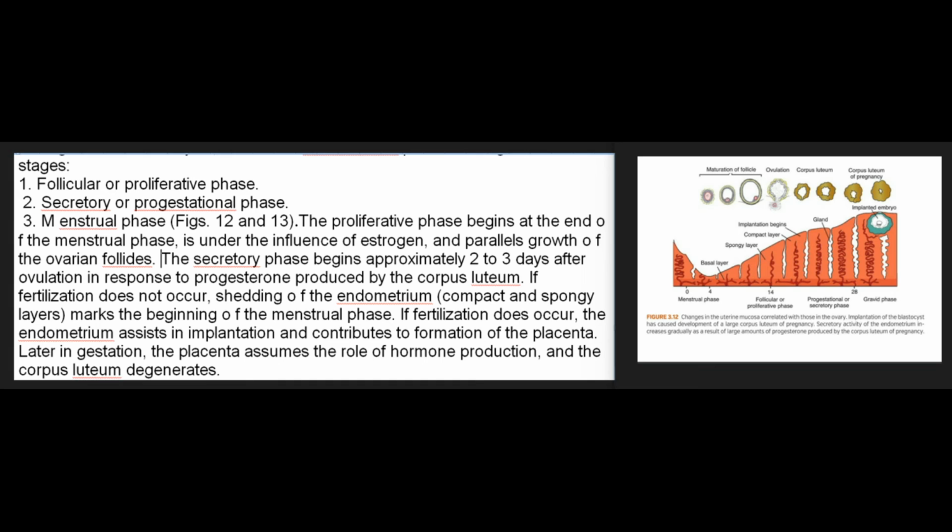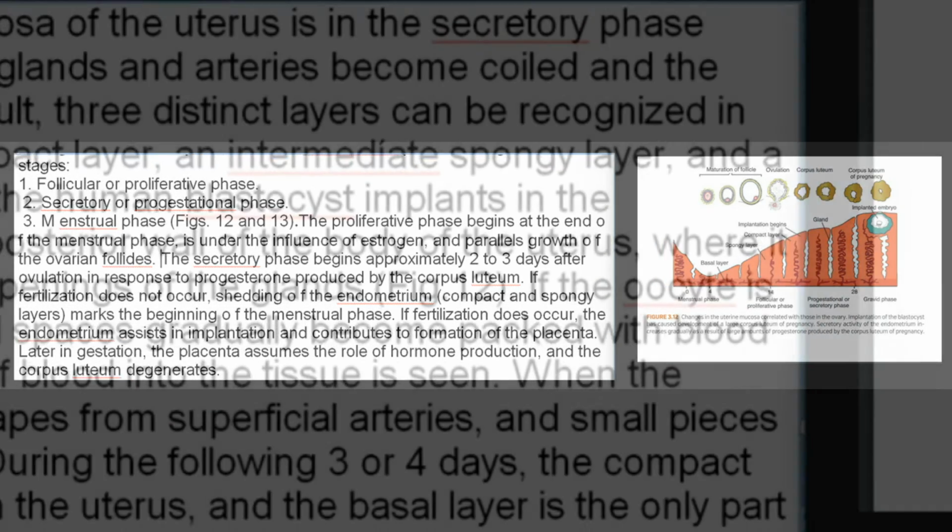The secretory phase begins approximately 2 to 3 days after ovulation in response to progesterone produced by the corpus luteum. If fertilization does not occur, shedding of the endometrium, compact and spongy layers, marks the beginning of the menstrual phase. If fertilization does occur, the endometrium assists in implantation and contributes to formation of the placenta. Later in gestation, the placenta assumes the role of hormone production, and the corpus luteum degenerates.